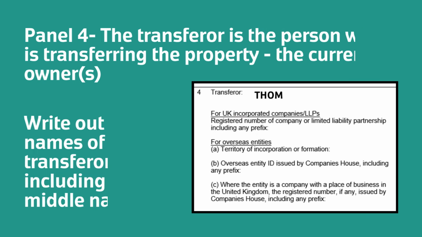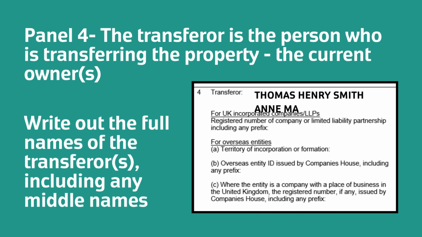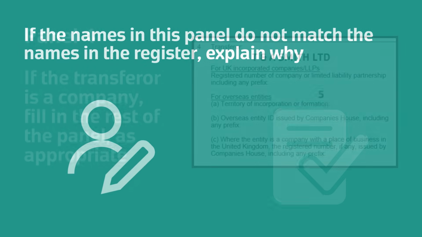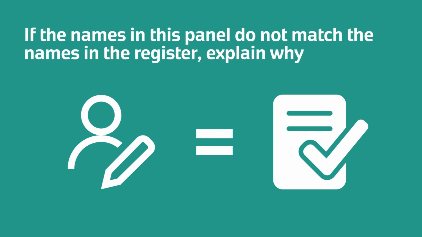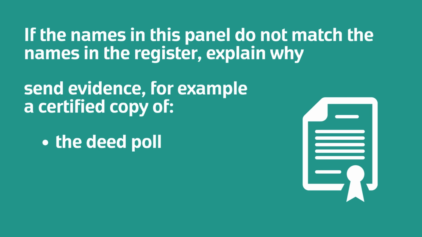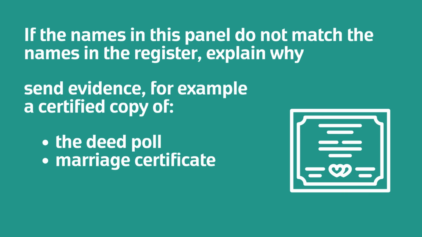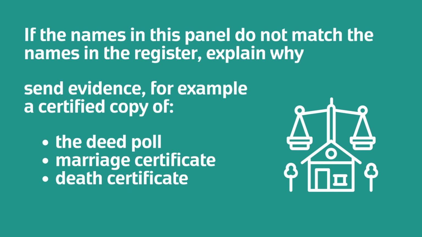In Panel 4, write out the full name, including any middle names, of the transferor, that is, the name of the current owner or owners. If the transferor is a company, you will need to complete the additional questions. If the names in this panel are not the same as the names shown on the registered title, you will need to send us evidence to explain why. For example, a certified true copy of the deed poll or marriage certificate to account for a change of name, or a certified true copy of the death certificate or grant of probate if one of the joint owners has died.